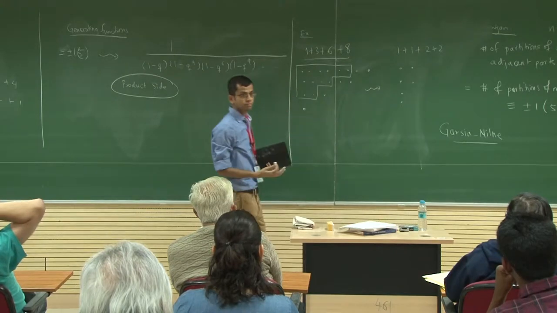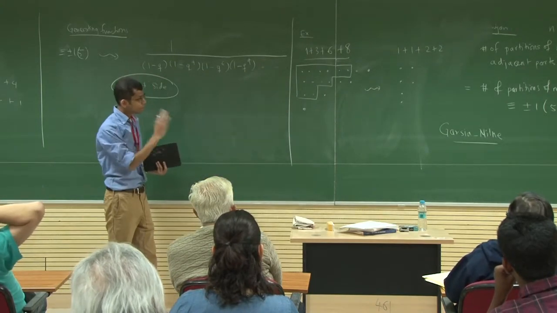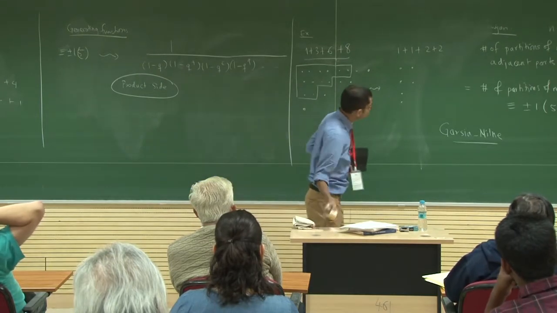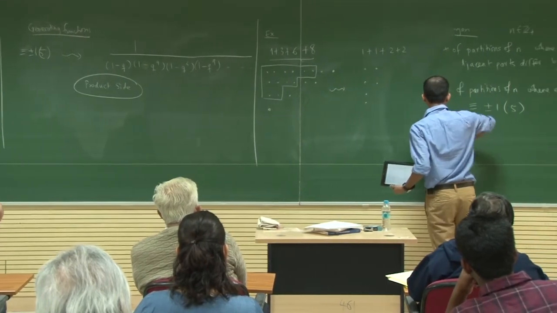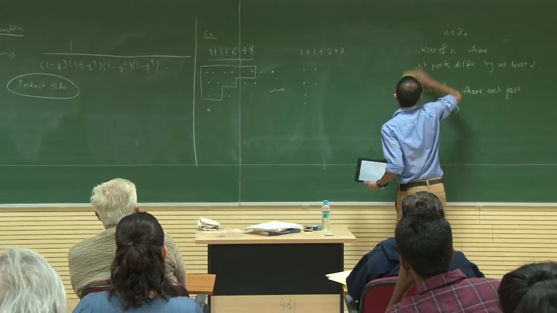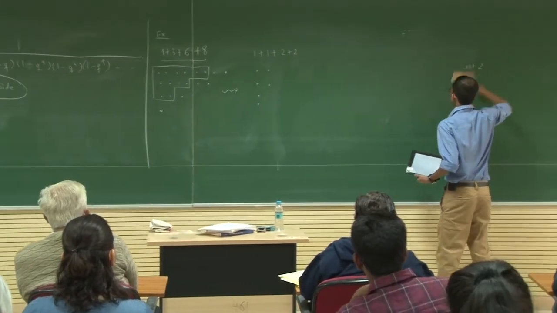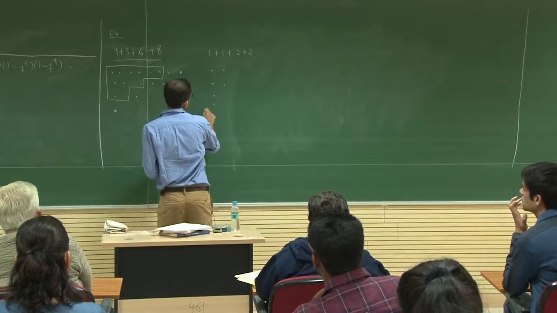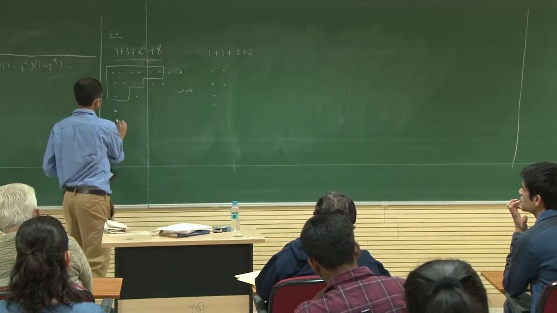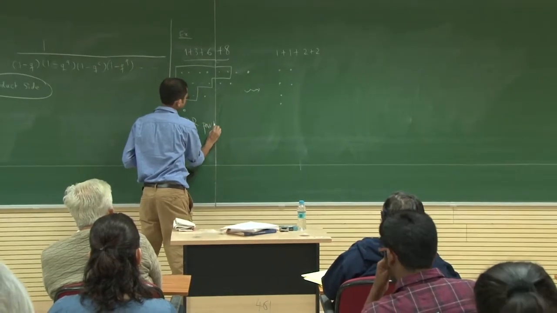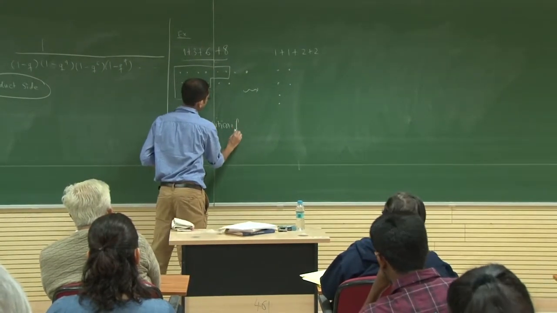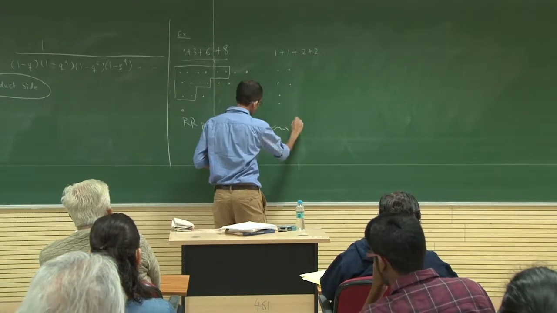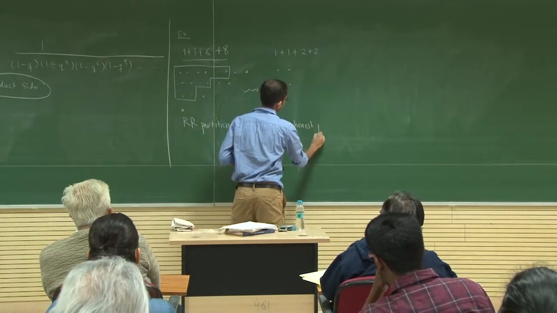Remove it. And by definition, you should get an honest partition of a different integer, but of the same length. Does that make sense? The fact that it's an honest partition is precisely the statement that your difference is at least 2 at every step. We looked at the generating function, so Rogers-Ramanujan partitions of length 4 are in bijection with just honest partitions of length 4.